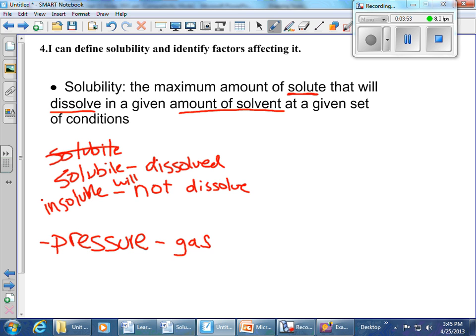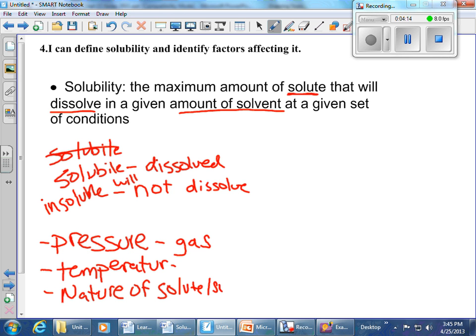Temperature is another. And then the last one is called the nature of the solute and the solvent. Are they similar? Just like the slide before, likes dissolve likes. Are they both charged, things like that? Are they able to pull each other apart? If they're not, then they're not going to be soluble. They will be insoluble. Oil and water.